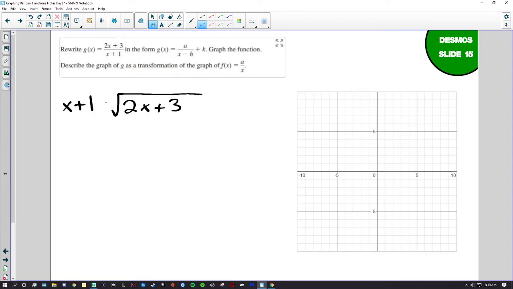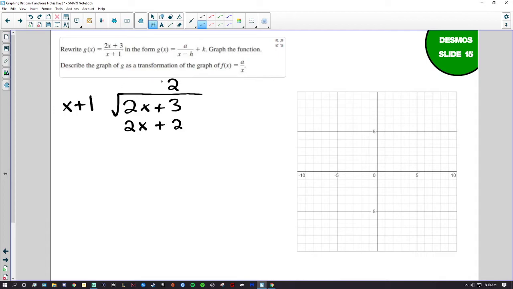Just like long division, we're asking ourselves, how many times will x plus 1 go into 2x plus 3? So I always think about, okay, what can I multiply x by to make it match this first term? So I can multiply x by 2 to make it 2x. So I'm going to draw my 2 up on top, and then I'm going to multiply 2 times x plus 1. 2 times x gives me 2x. 2 times 1 gives me 2.